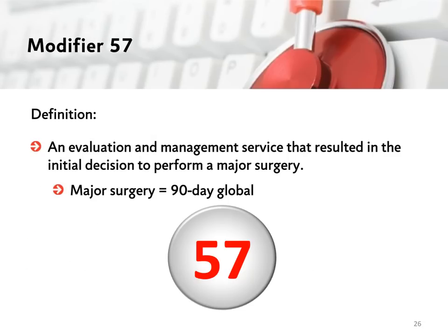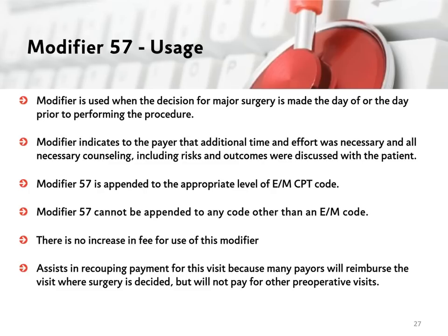Now we'll discuss the definition of modifier 57, an evaluation and management service that resulted in the initial decision to perform a major procedure. A major procedure is a procedure with a 90-day global period. Modifier 57 usage. This modifier is used when the decision for surgery is made the day of or the day prior to performing the major procedure.